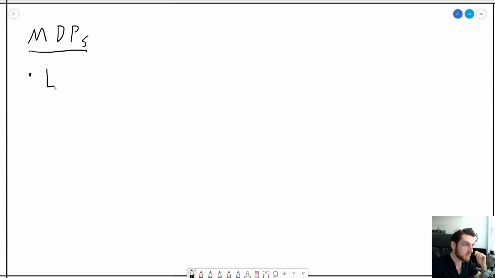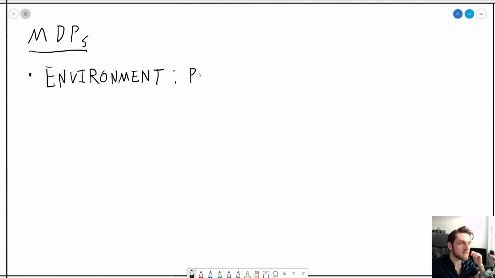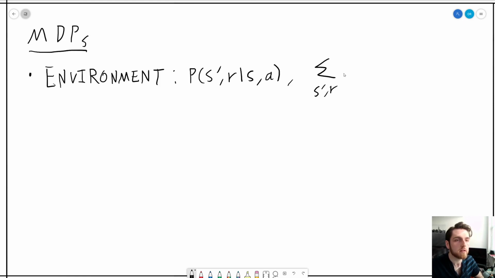So the environment, as before, sends both the state and reward to the agent, given an action that it's taken. So we now write this as a conditional probability distribution, where we get the next state S prime and the reward R, given some previous state S and the action A taken in it. And to conserve probability, we require this to be normalized. So if we sum over S prime and R, this gives us 1.